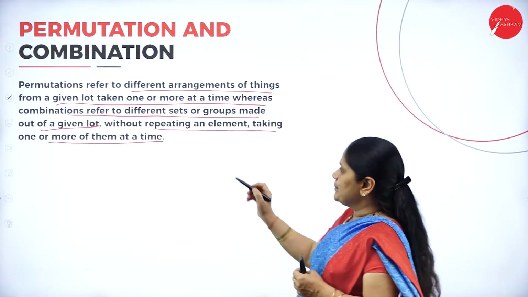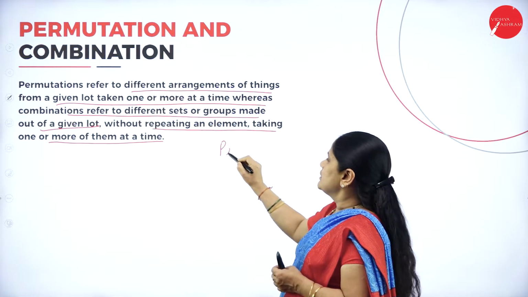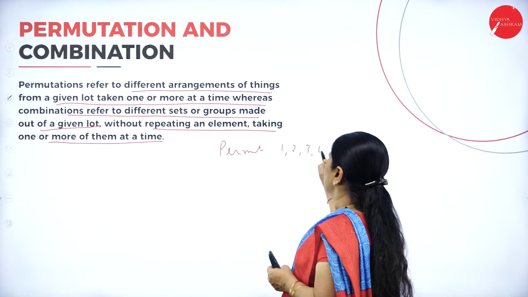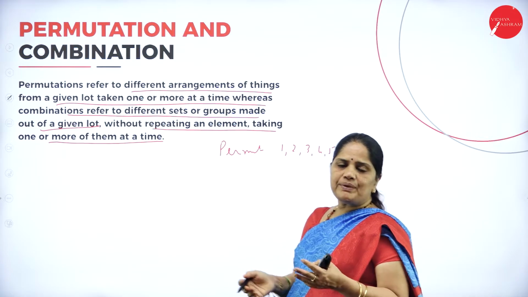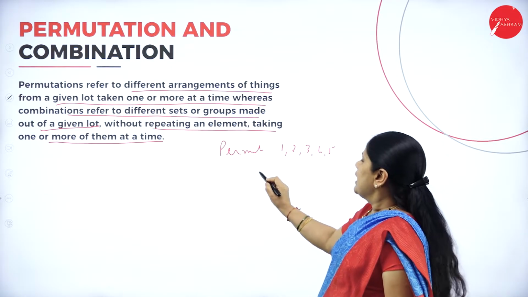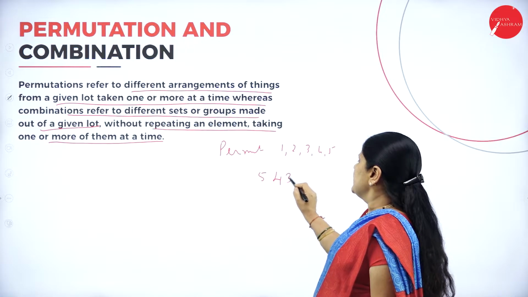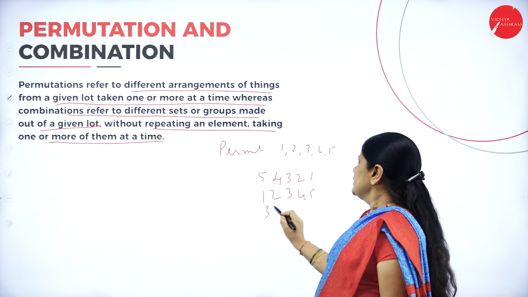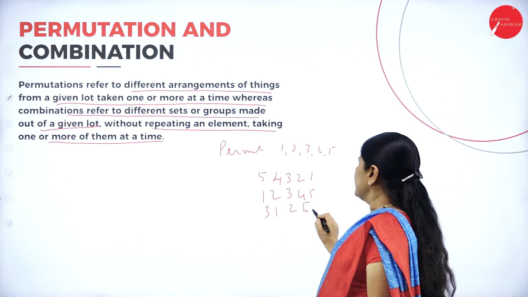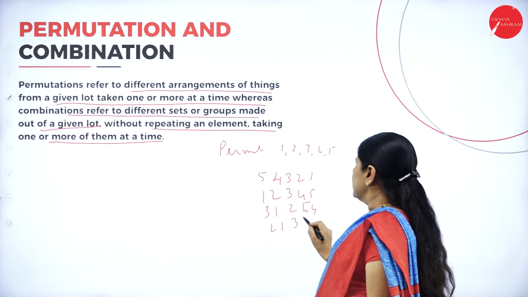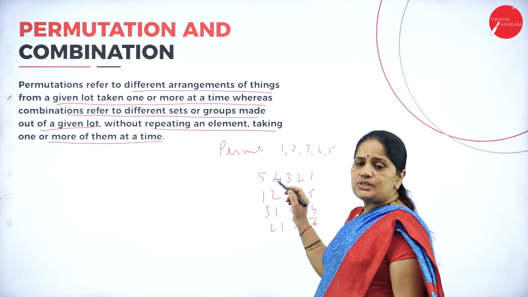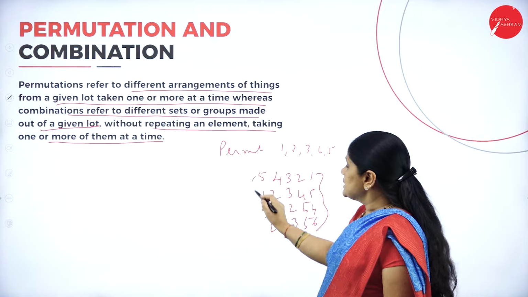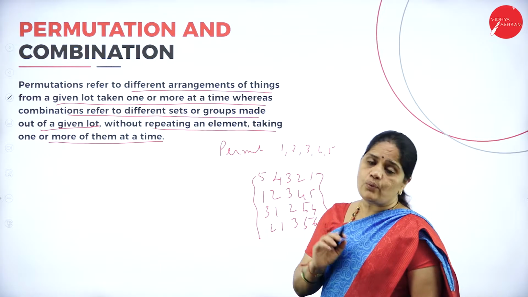So, for example, in permutation, if you are given the numbers 1, 2, 3, 4, 5, we have to make an arrangement of the numbers. I can write 5, 4, 3, 2, 1 or 1, 2, 3, 4, 5, 3, 1, 2, 5, 4, 2, 1, 3, 5. In this way, I can make a lot of arrangements of numbers, and each arrangement has a different value.